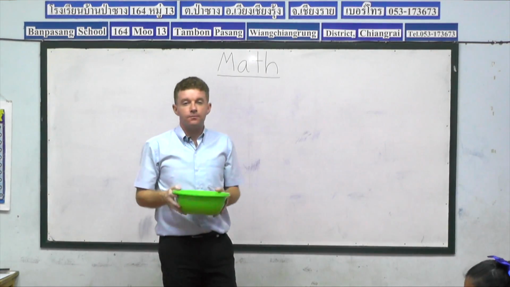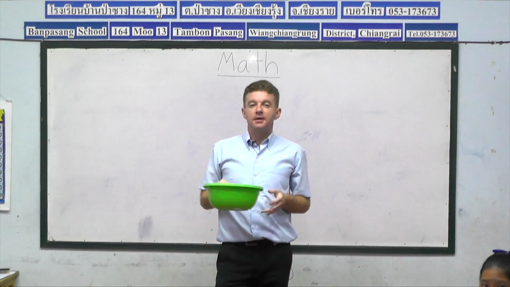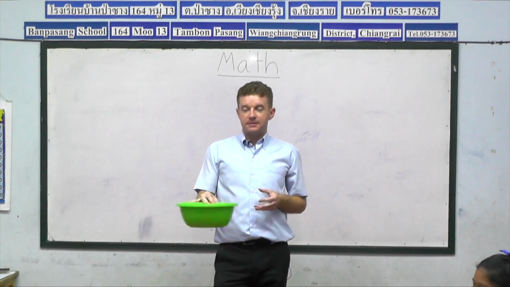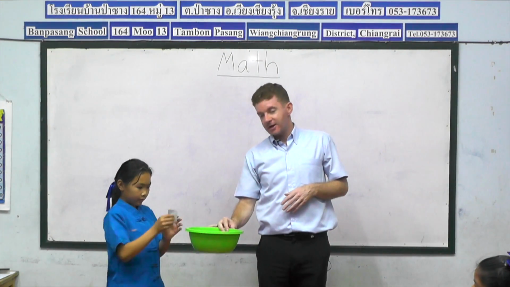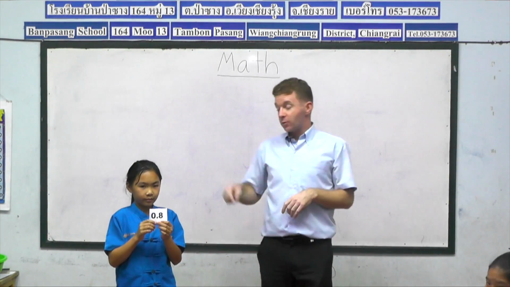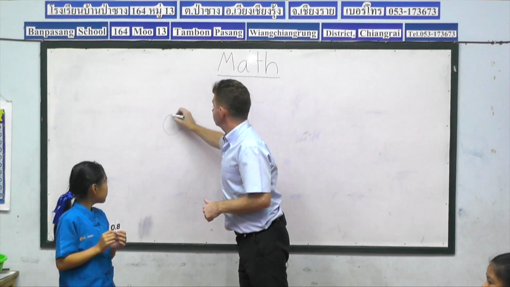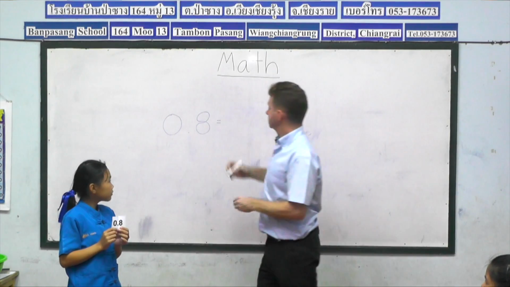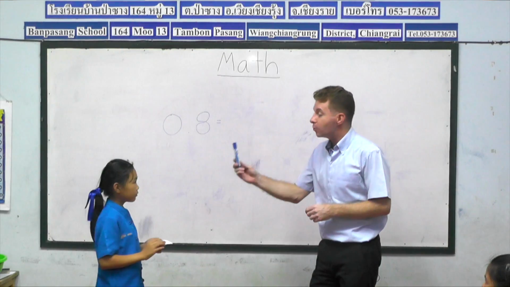Okay, so now we need another student and another flashcard. And I would like to invite Nadia to come and join me at the front of class, please. Nadia's turn to choose a flashcard. So Nadia, can you choose one and show it to your friends, please? 0.8. Okay, so now we've got the decimal number 0.8. So once again, as a digit, it looks like this. But now we'll ask Nadia to demonstrate how to write 0.8 in word form.